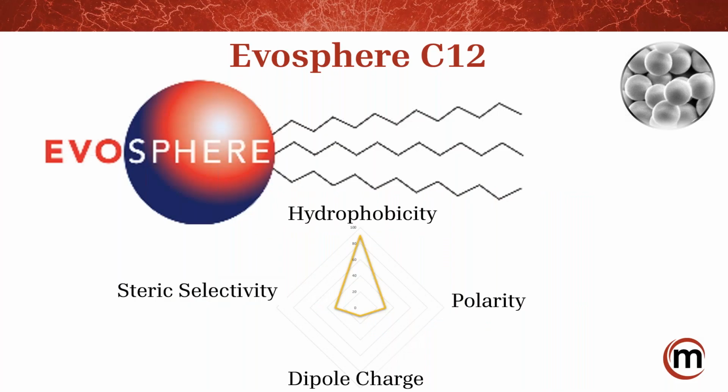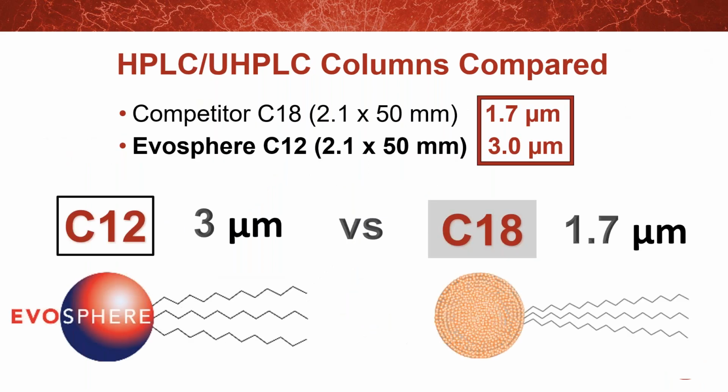To show here, the Evosphere C12 was chosen. This is just to show that it has some hydrophobicity, but it also has a little bit of steric selectivity, not so much polarity, and obviously no dipole charge. The industry standard column is a sub 2 micron, 2.1 by 50, and we used a 3 micron, which is a very high efficiency monodisperse particle using the C12.